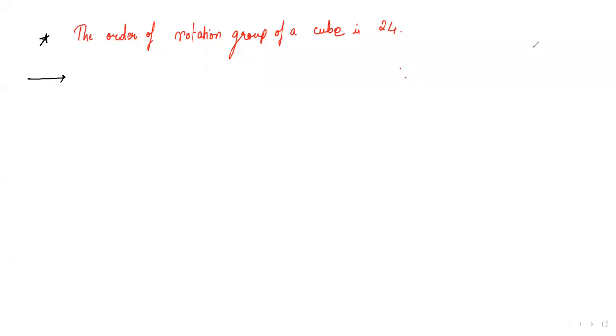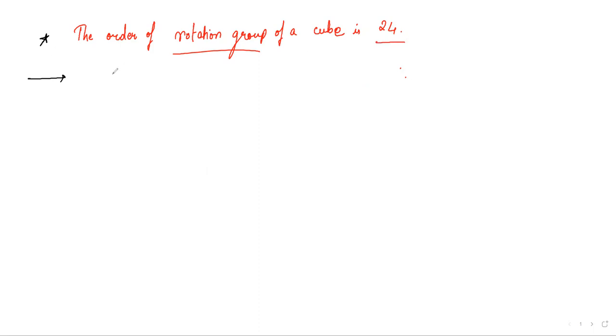Hello friends, in this video we use the theory of group actions to determine the order of the rotation group of a cube, and we prove that the order is 24.